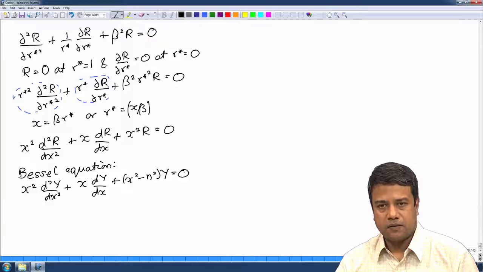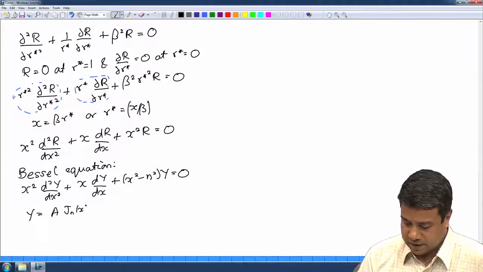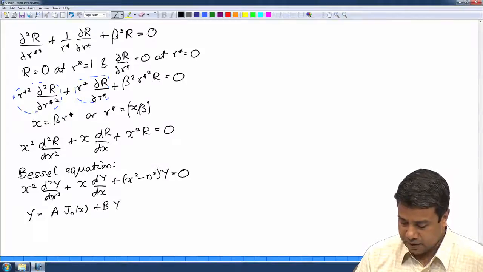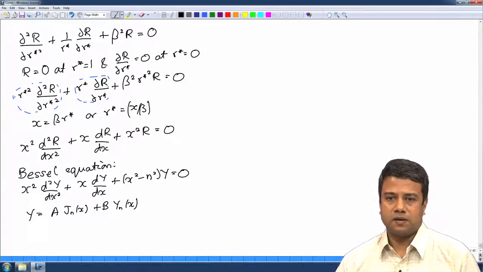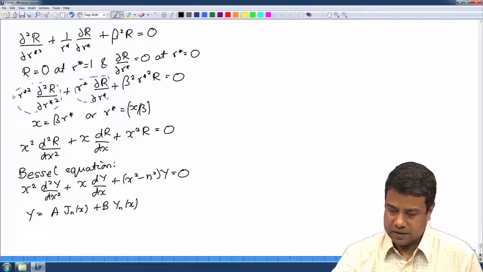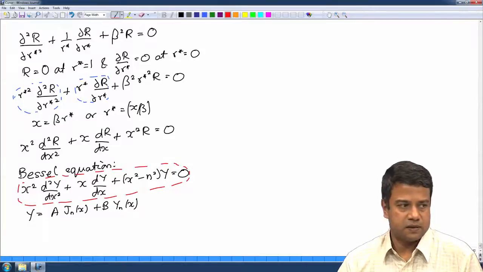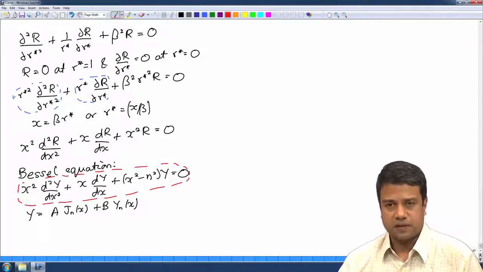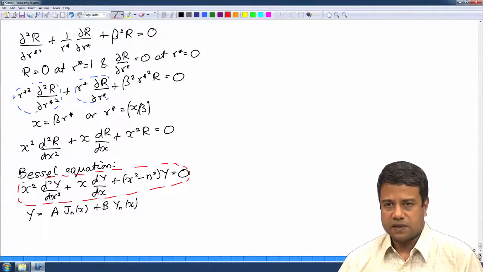And for that, the solution is of the form y is equal to a j n of x plus b y n of x. These j and y are what are called the Bessel functions, and this equation is called the Bessel equation. These equations are solved, they are tabulated. You find them in standard tables.